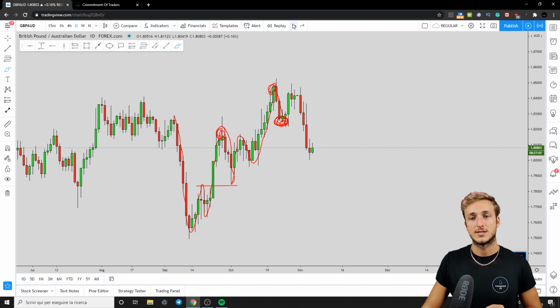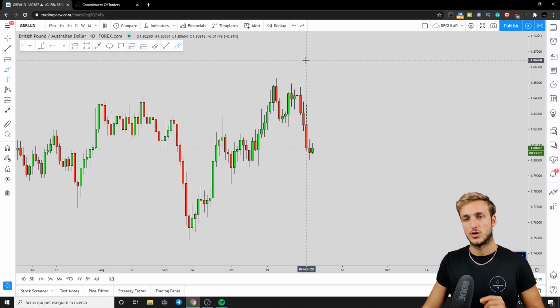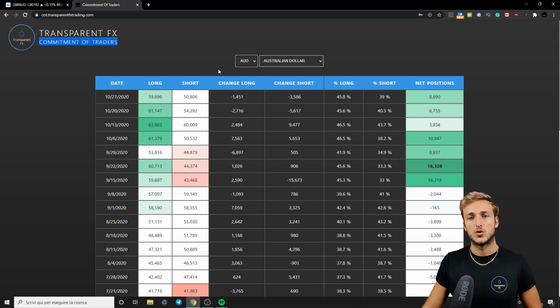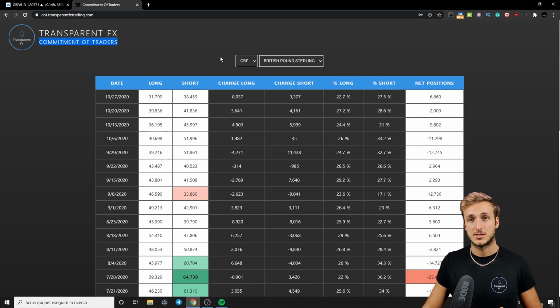But at the moment, what is the situation and how can we be looking to capitalize on it? Before I show you how we can be looking to capitalize on the situation that we currently have on the daily, let's first give a quick check at what we have from a COT perspective on the pound and on the AUD, so what hedge funds are currently doing on these two currencies.